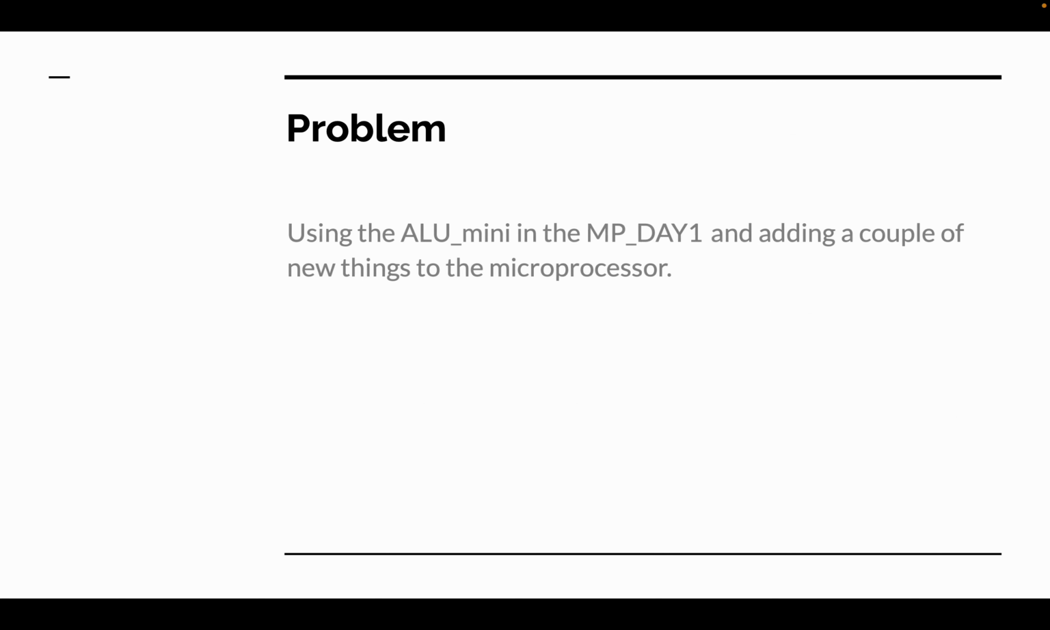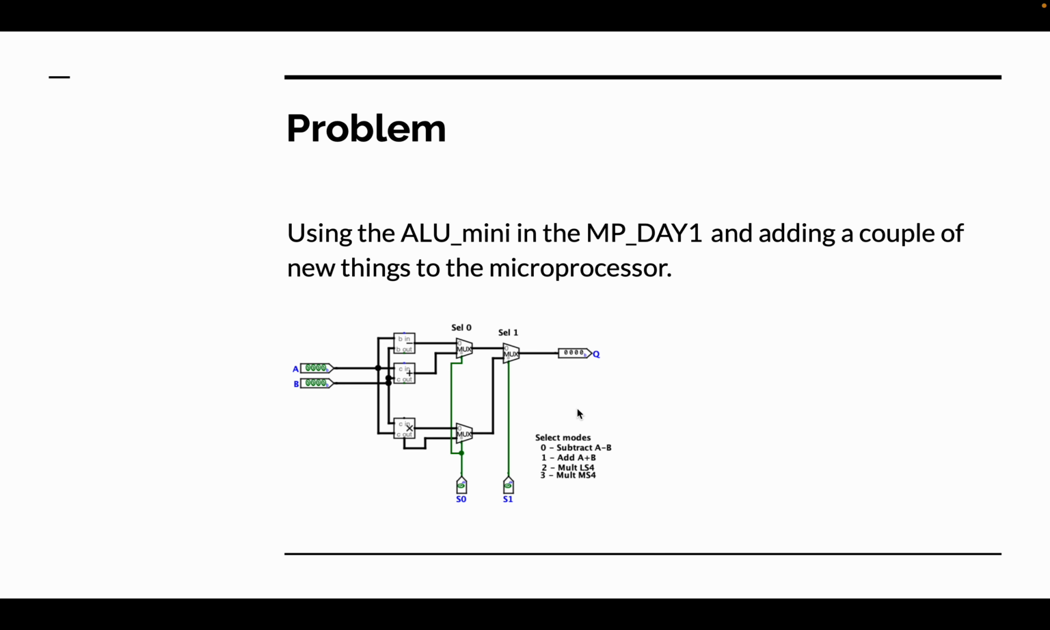So here's our problem today. Back in our class, we were given a microprocessor on day 1. And with that, we have the ALU Mini, which is a separate circuit to represent a multifunctional calculator. As we can see here, it has 4 different modes: subtract a minus b, add a plus b, multiplication LS4, and multiplication MS4.